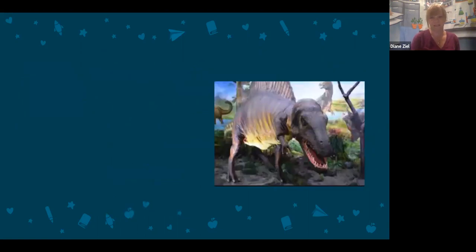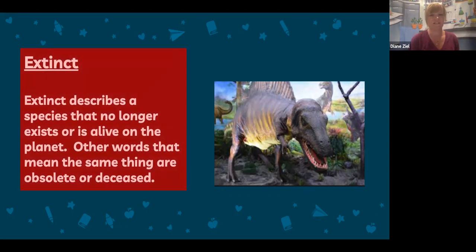Take a look at this example. What do you think this picture is an example of? Which vocabulary word does it remind you of? Here you see an example of a dinosaur. If you said dinosaurs are extinct, you would be correct. Remember, extinct describes the species that no longer exists or is alive on the planet. Other words that mean the same thing are obsolete and deceased.